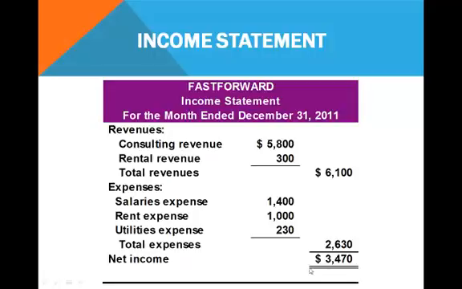You'll notice also a double underline. A double underline says we're finished. This is our final total for whatever report or statement this is. So we've double underlined our net income. If you look back at the trial balance, you can verify all the accounts on this income statement.